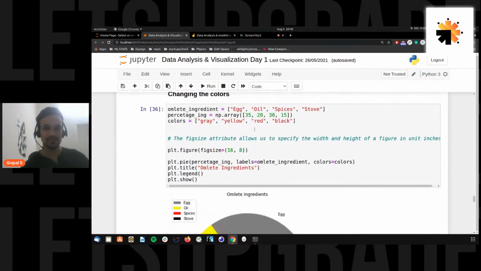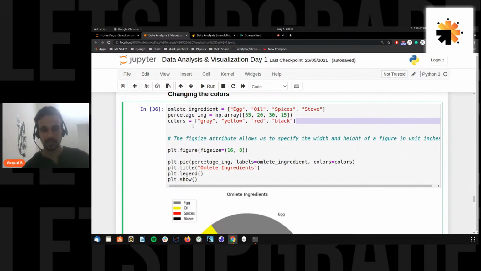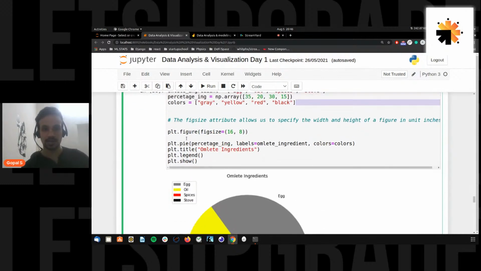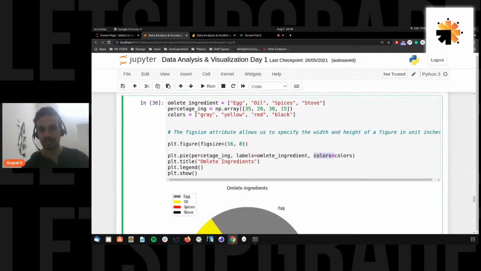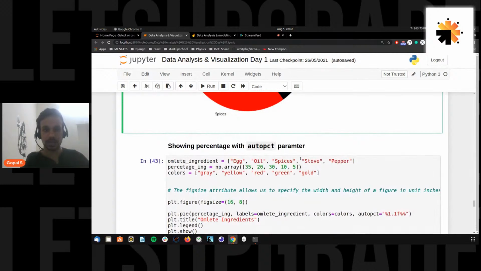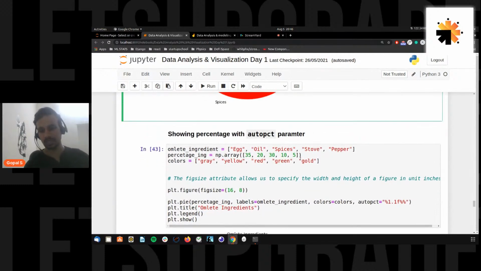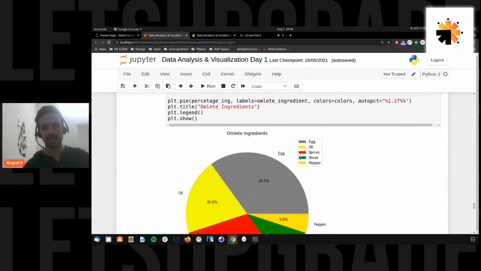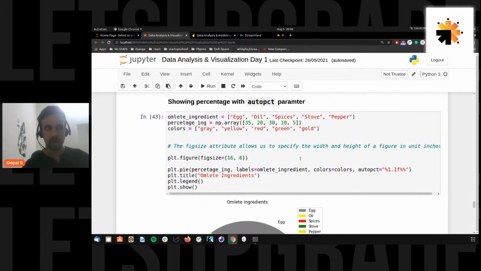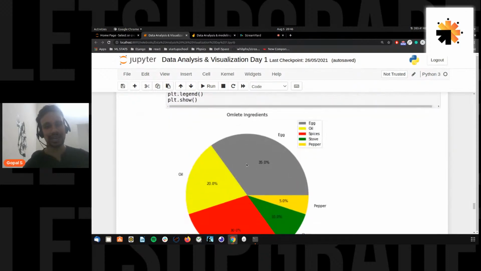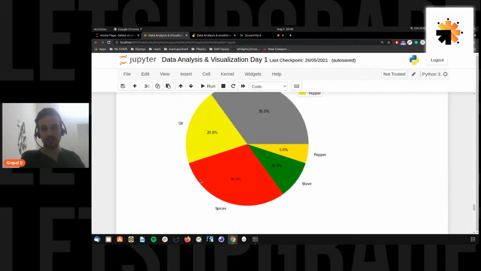Changing the colors again is not a big deal. We just change the color and pass the colors here. Then we show the autopct parameter, which gives you the percentage value, how much a segment contributes to the total pie chart. We can see the contribution for the egg is 35%, for the oil 20%, for the pepper 5%, for the stove 10%, and for the spices 30%.